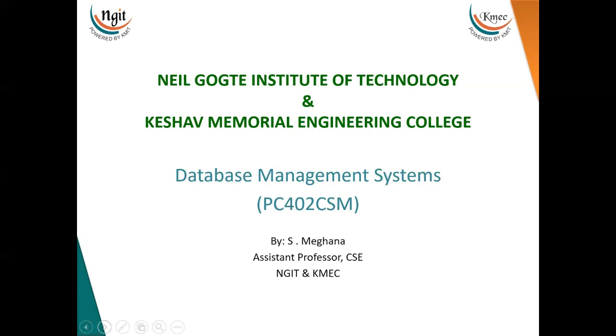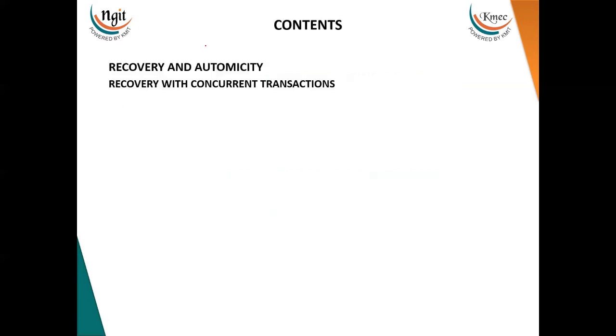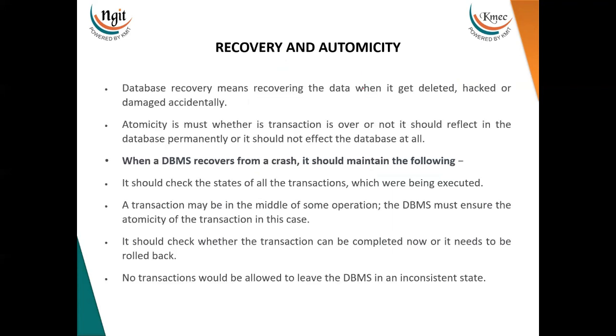In today's class, we are going to learn recovery and atomicity and then recovery with concurrent transactions. Recovery and atomicity. Database recovery means recovering the data when it gets deleted, hacked, or damaged accidentally. Atomicity is a must, whether the transaction is over or not. It should reflect in the database permanently or it should not affect the database at all.